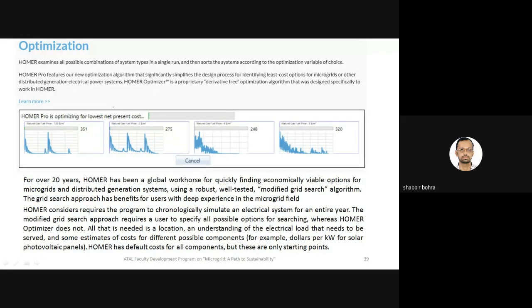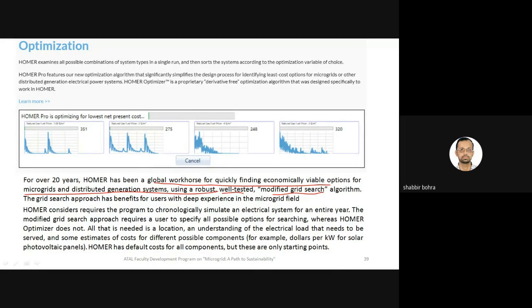It examines all the possible combinations of the system types in a single run and then sorts the systems according to the optimization variables of your choice. As you start running the system, Homer will show this kind of analysis page. It has been the global workhorse for quickly finding economical and viable options for the microgrid, especially for microgrid and distributed generation systems. It is not designed for a very large power system. It is a well-tested, robust, modified grid search algorithm that is being used by it.